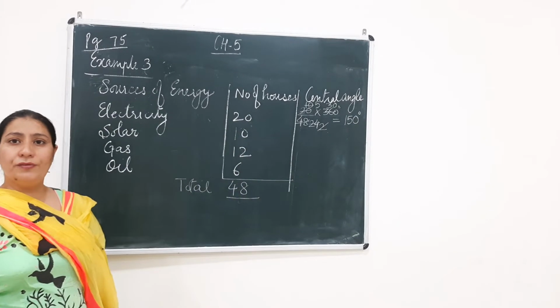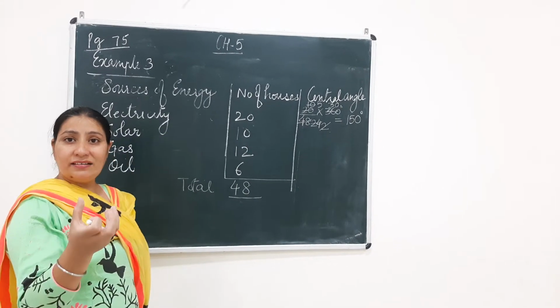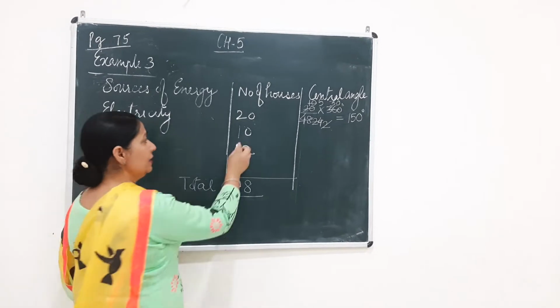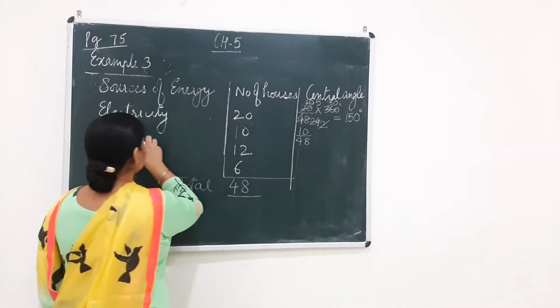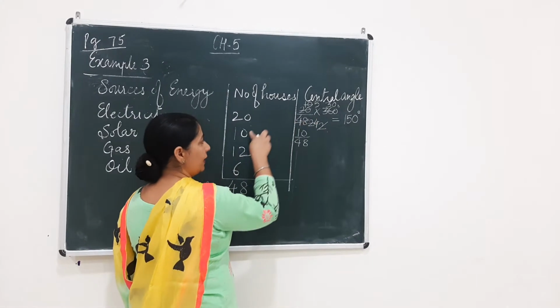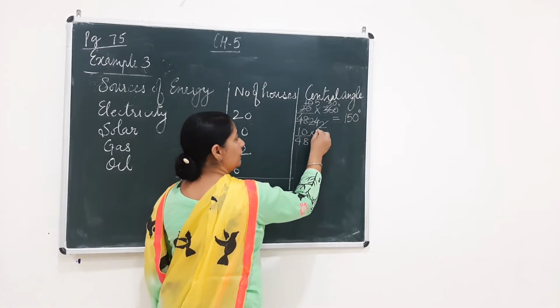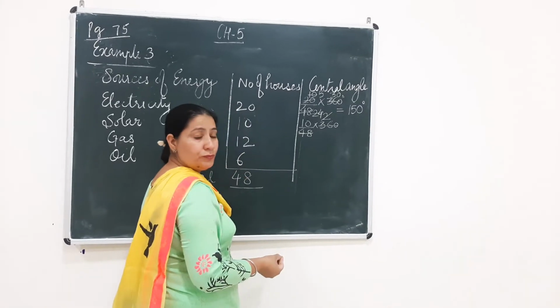So 150 degree is the angle of the sector of electricity. Similarly, I do it for the second part, which is solar. So how do I do it? Again I repeat, frequency 10, total 48, multiplied by 360. This time I can do the cutting directly by 12 first of all.